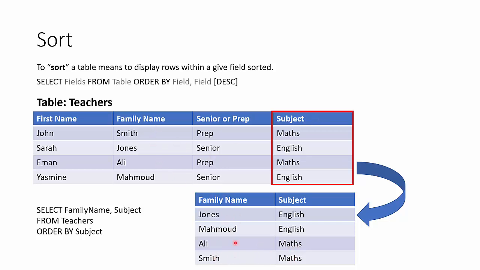Now, you can't rely on any order if you don't specify it. So even though Jones comes before Mahmood in the master table, Ali would come after Smith, but you can't rely on Smith coming next. Just because Smith is first in the table, it's going to come first here. It usually would, but you can't rely on it. The only thing you can definitely rely on is the fact that you have specified subject to be the sort order, and then we'll have English, English, maths, maths, because alphabetically that's the correct order. Everybody obviously knows that maths is better than English, but alphabetically, English comes first.